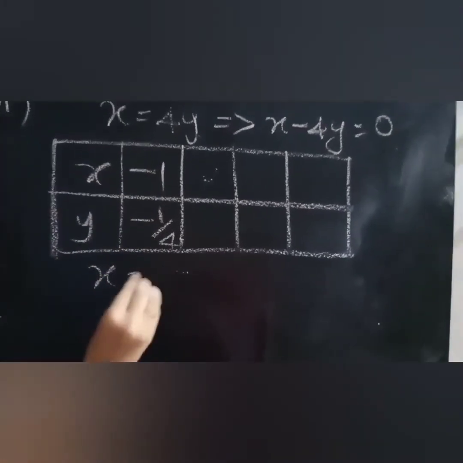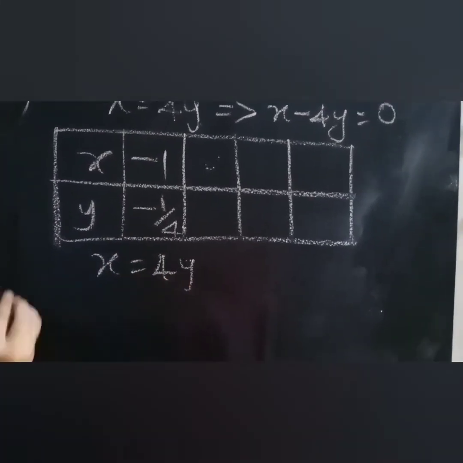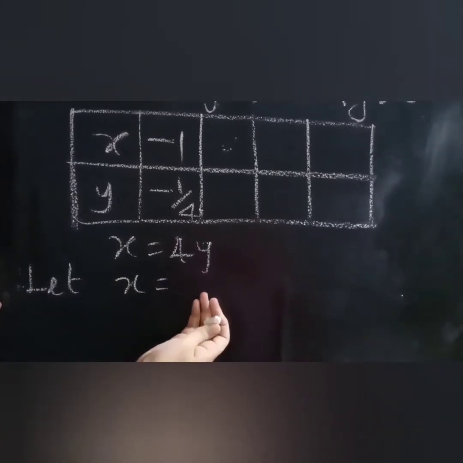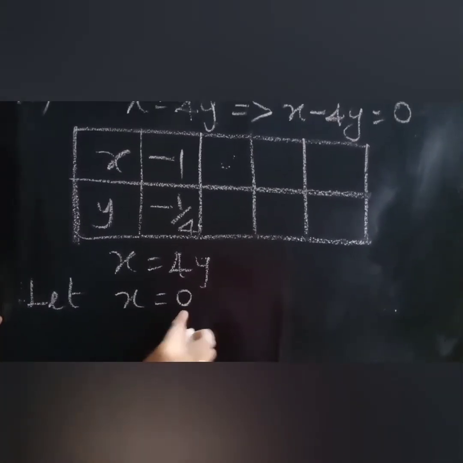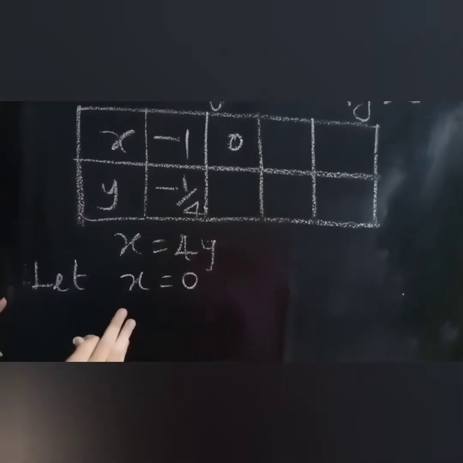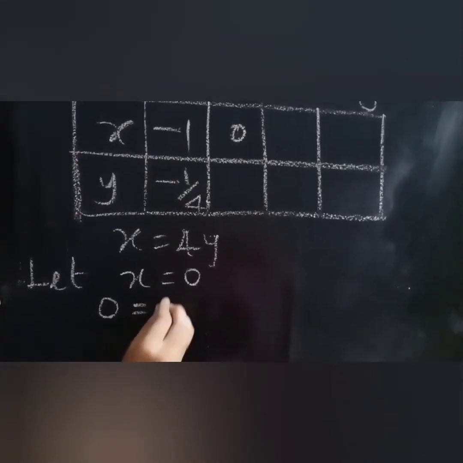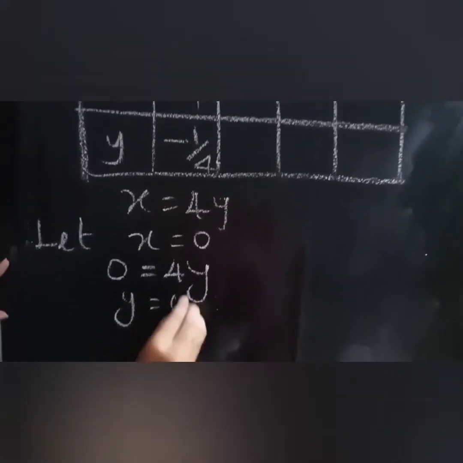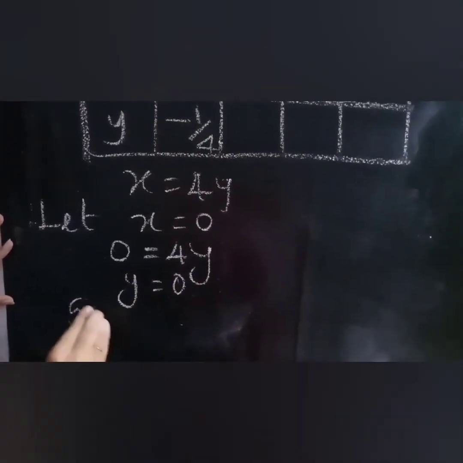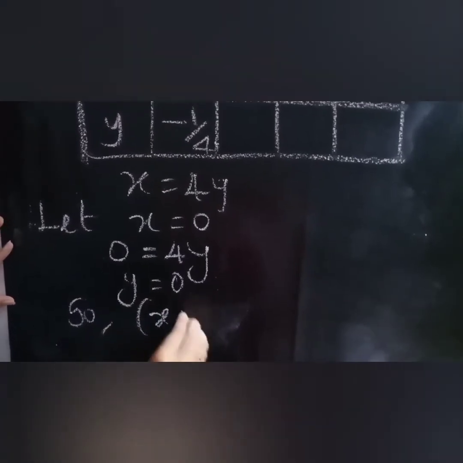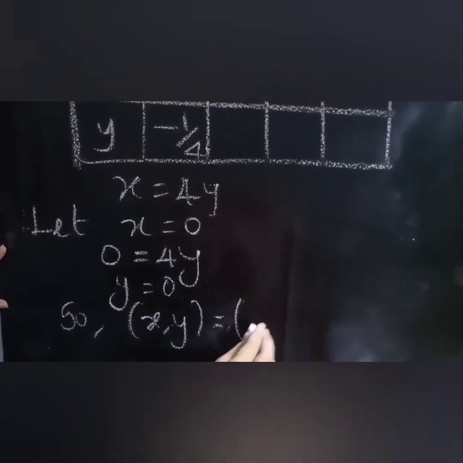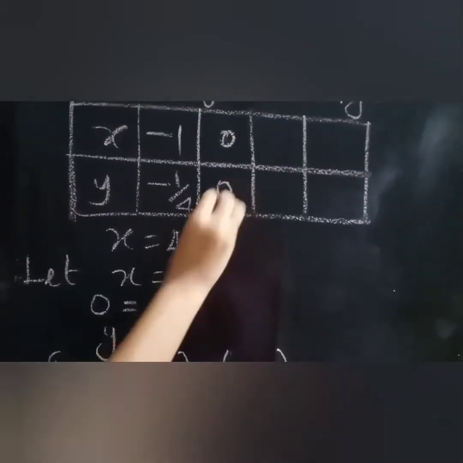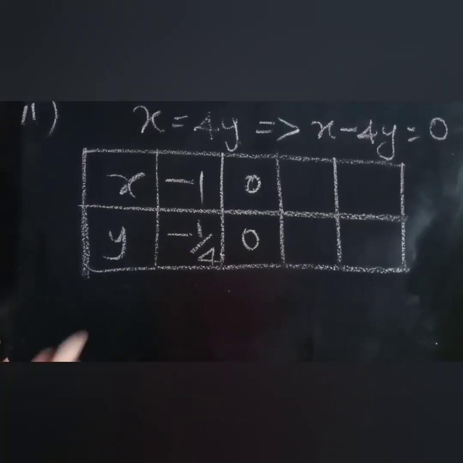Let's find the second solution. You can give the value x equal to 0. Any value, that's your wish. So 0 equal to 4y. So y equal to 0 divided by 4, which means 0. So the solution is x coordinate 0, y coordinate 0. So 0 comma 0. That's it.